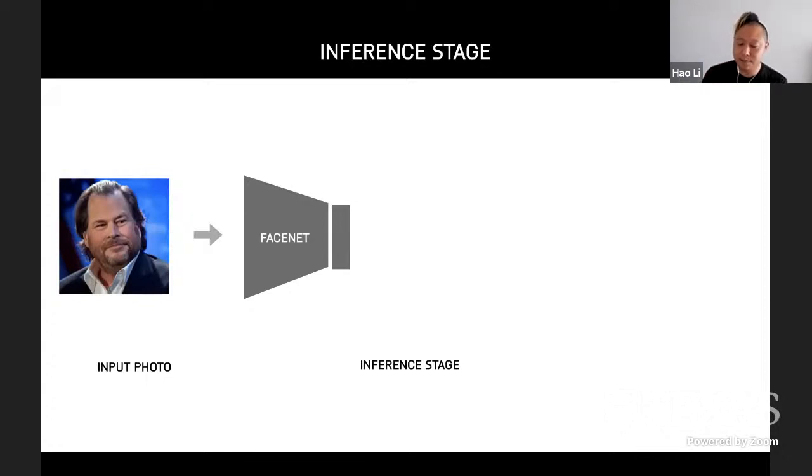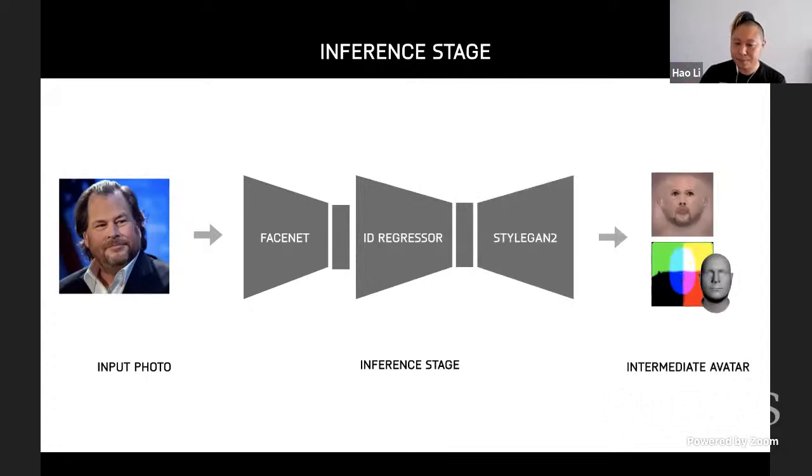Now, ideally, I can use that feature vector and just use StyleGAN and generate it. But the problem is that they have incompatible internal representations. So what we do is we plug in sort of a bridge and call this the identity regressor.